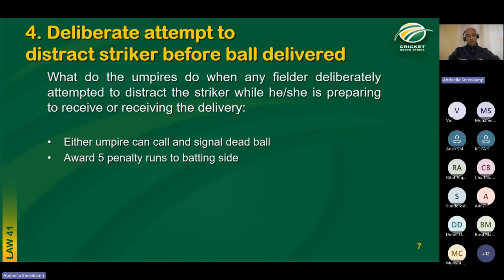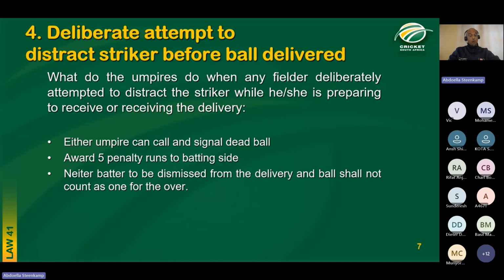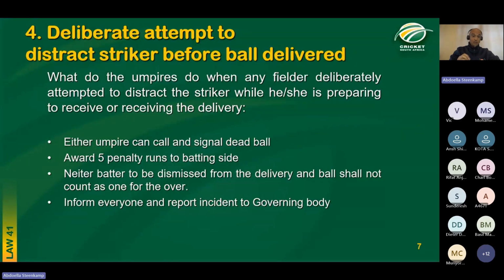5 penalty runs to the batting side. Ball will not count as one for the over, and neither batter to be dismissed from this delivery. We need to inform everyone, like captain of the fielding side, batters, captain of the batting side, and we will report this to the governing body of cricket for that particular competition. So again, if there's a deliberate attempt, we immediately go into action, which is 5 penalty runs, and inform and report.